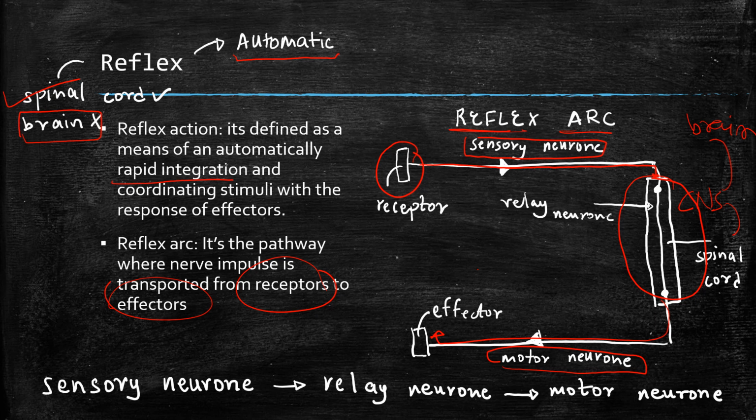So if they ask you, how does the impulse travel through neurons, what is their structure or whatever, you can say it first travels to the sensory neuron, goes to the CNS where the relay neuron is. From the relay neuron, it goes to the motor neuron where it's passed on to the effector.